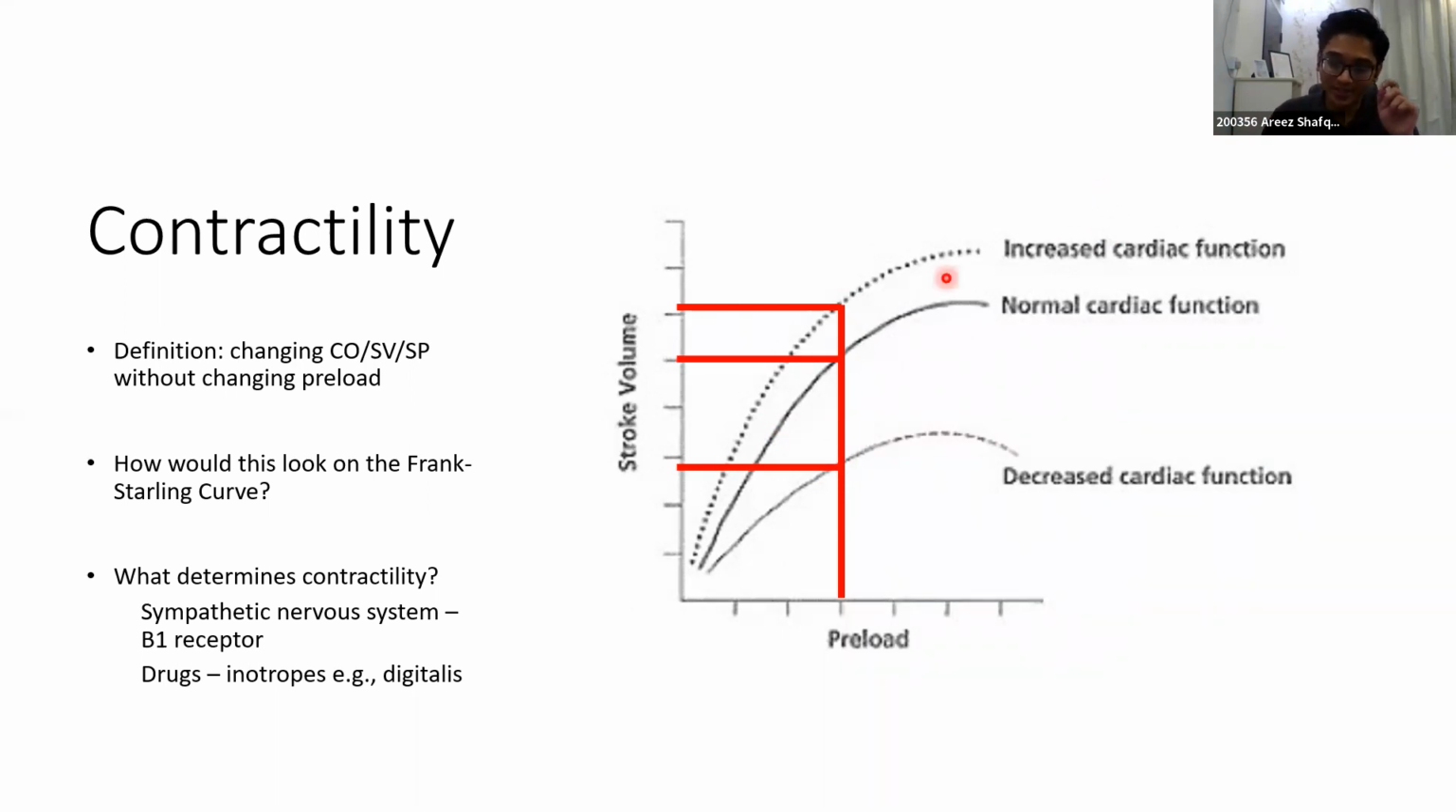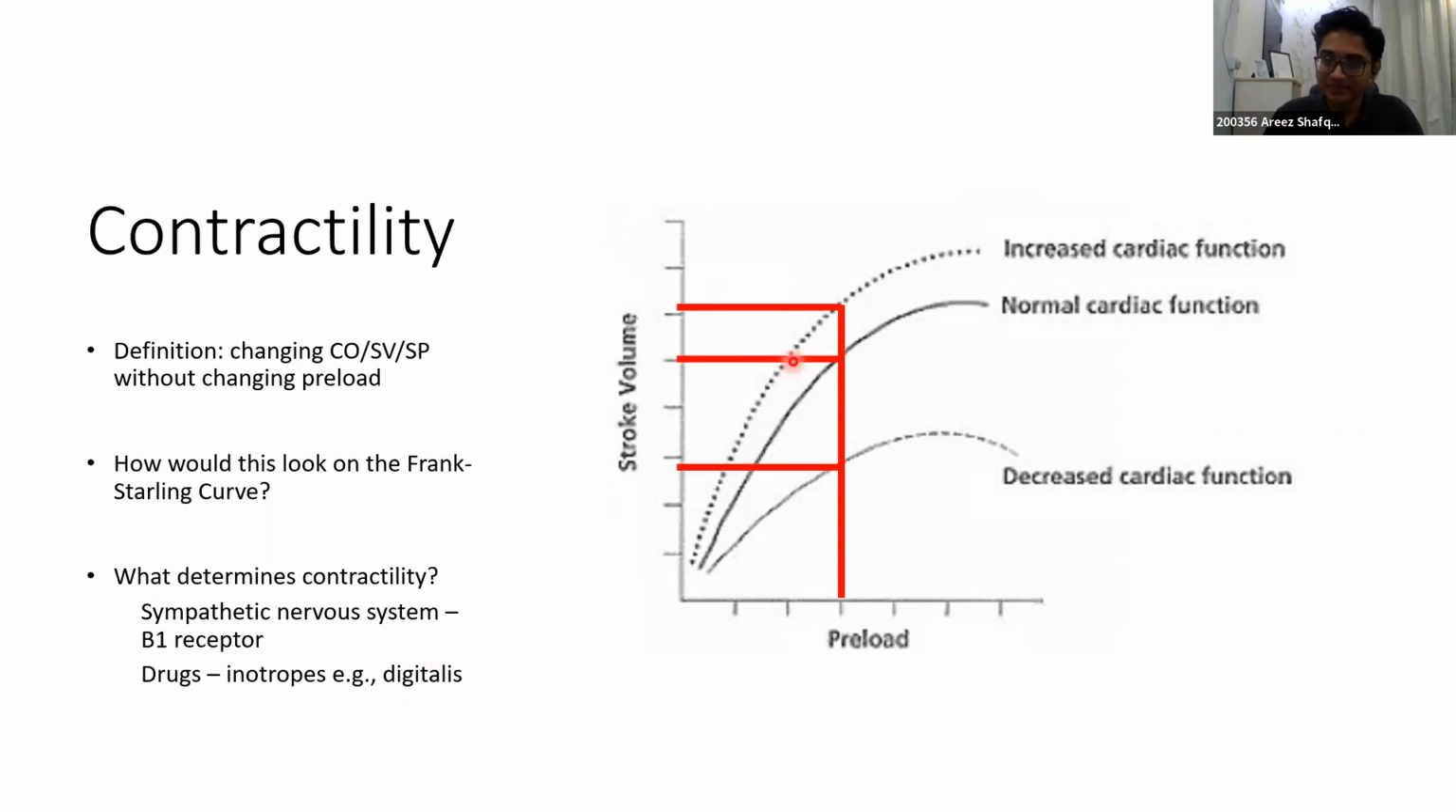Now, what determines contractility? I've shown you what contractility is. It's changing cardiac output without changing preload. The next question is, what regulates contractility? These two things are the ones you need to know. The sympathetic nervous system is the major one, and then digitalis is the other one, okay? So contractility is changing cardiac output without changing preload. What regulates it? Sympathetics and drugs like digoxin or digitalis.